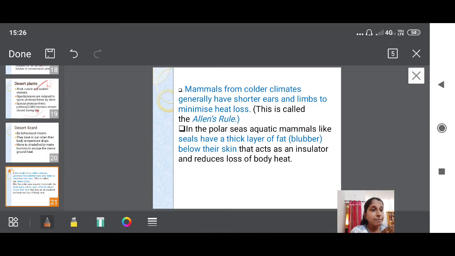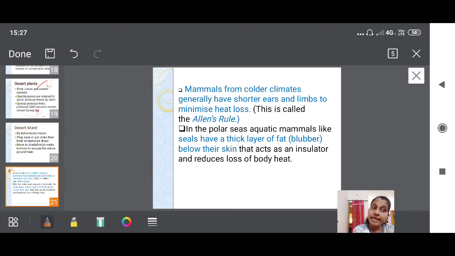Next, when you are seeing mammals, some mammals are living in cold climates. Okay, these mammals have shorter ears and limbs, hands and all are very short. It's not long. Why? If it is long, it has much more surface area, isn't it? So surface area is more, means automatically heat loss will also be more. So they have to respire a lot to generate body heat. Energy will be lost a lot, isn't it? So in order to reduce the heat loss, what are they having? They are having shorter ears, shorter limbs.